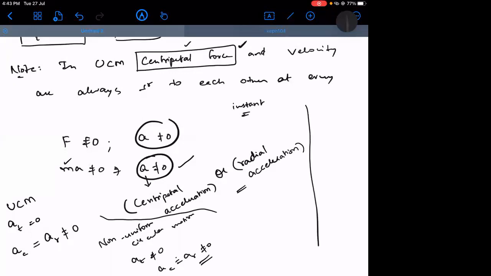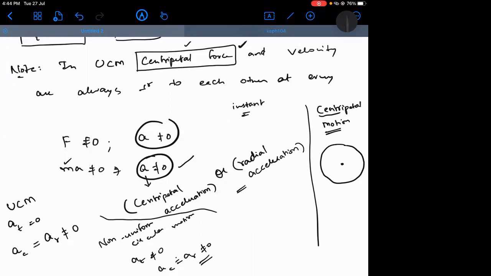So what I'm trying to say is, you use the word centripetal only for one kind of a curved path. What is it? Only for one kind of a curved path. Center is present for which object? For a circle. So don't get confused. For free fall, we don't use the word centripetal acceleration.